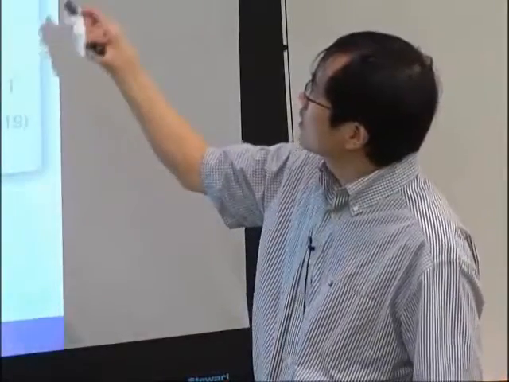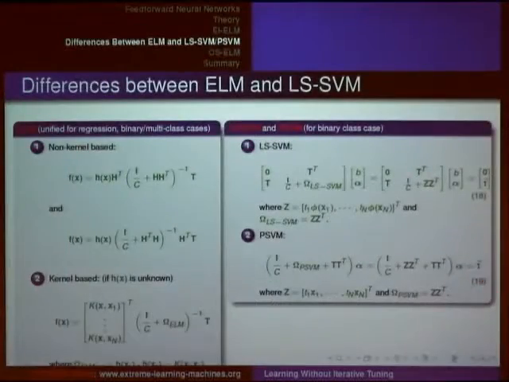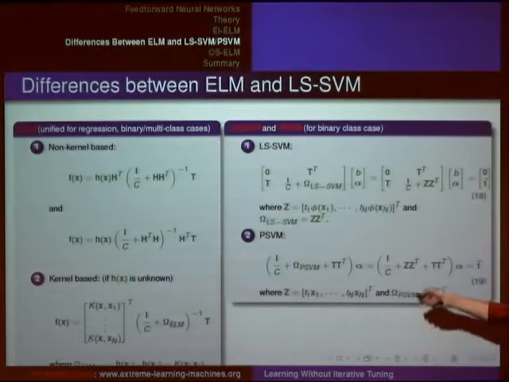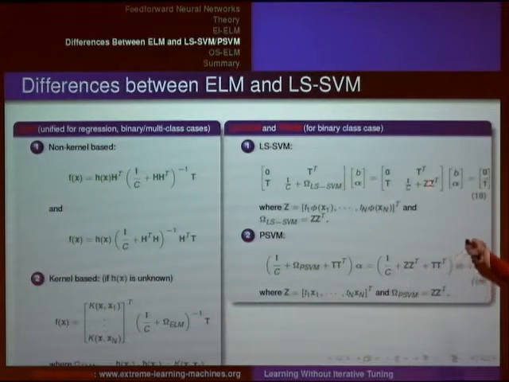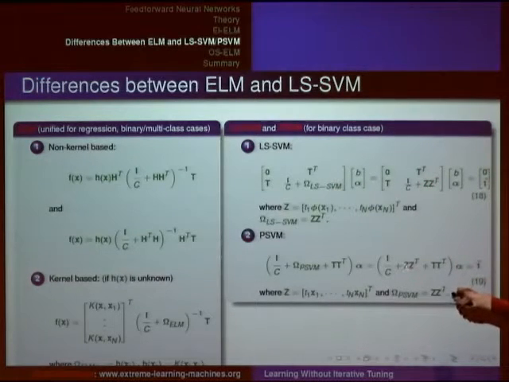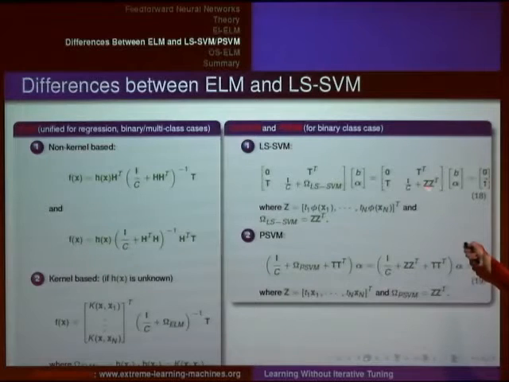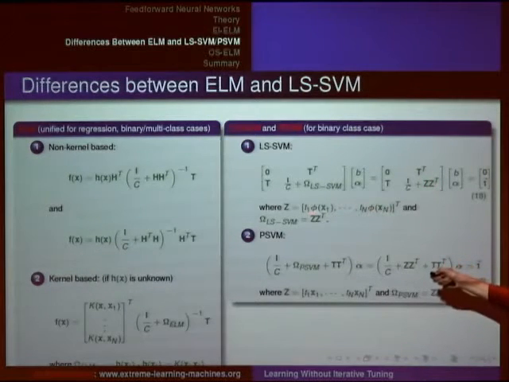For the binary case, they have this formula. For proximal SVM, they have this formula. Compare this: it looks much simpler in terms of implementation. And from here, you see that for the least square SVM and the proximal SVM, they also have the kernel matrix, Z times Z transpose, where Z is T1 phi x1, up to Tn phi xn.